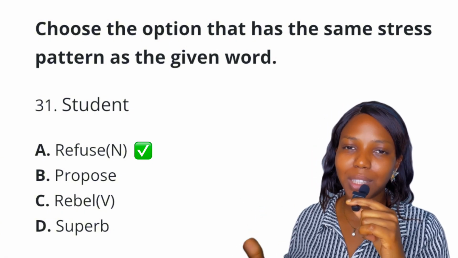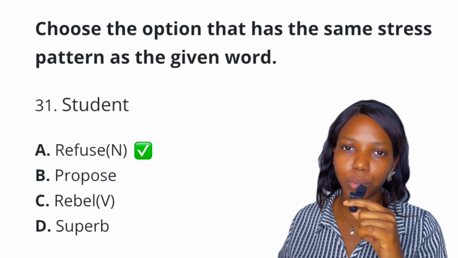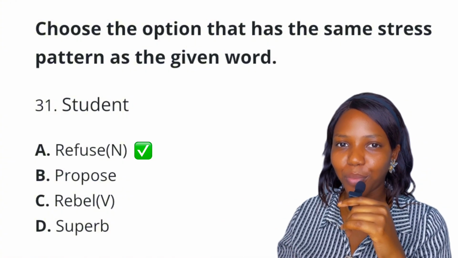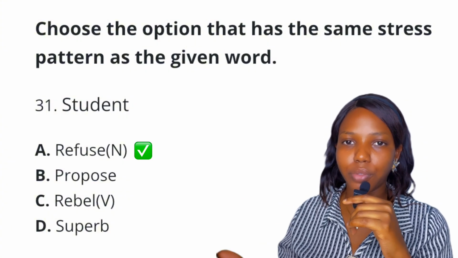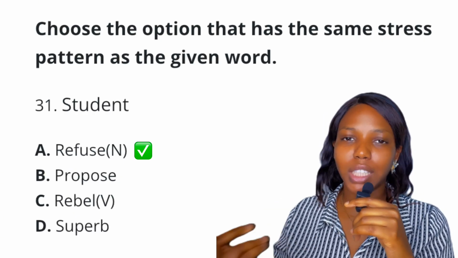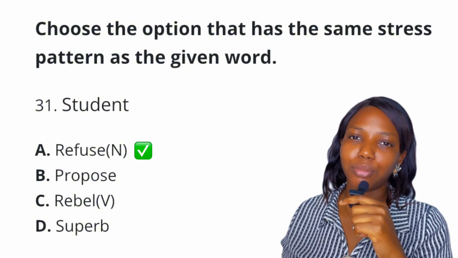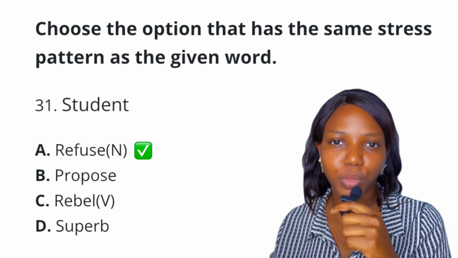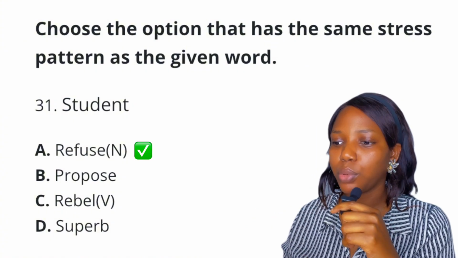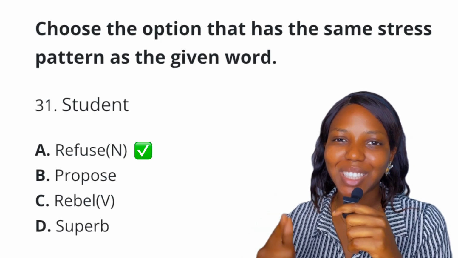However, let's take a look at some sentence examples for this kind of words. We can have refuse, a noun, and refuse. The refuse was collected early in the morning by lawman. Noun. I refuse to sign the agreement. Verb. Next is rebel and rebel. The rebel fought against the government's decision. Noun. The student decided to rebel against the school rule. Verb. Option B, propose, is stressed on the second syllable. Option D, superb, is stressed on the second syllable. So option A is the final answer to this question.